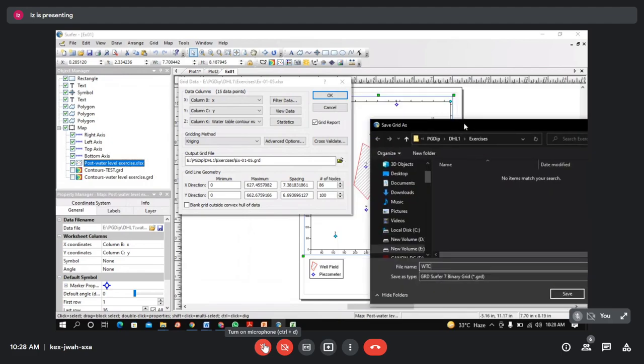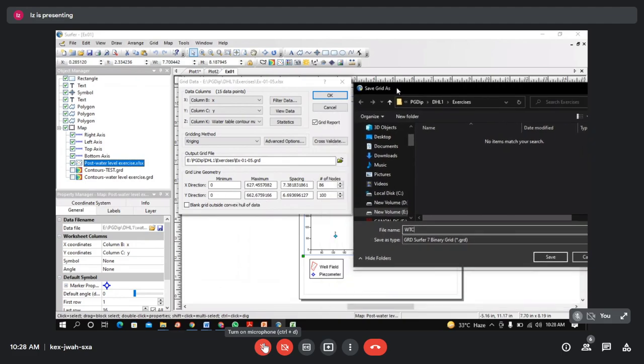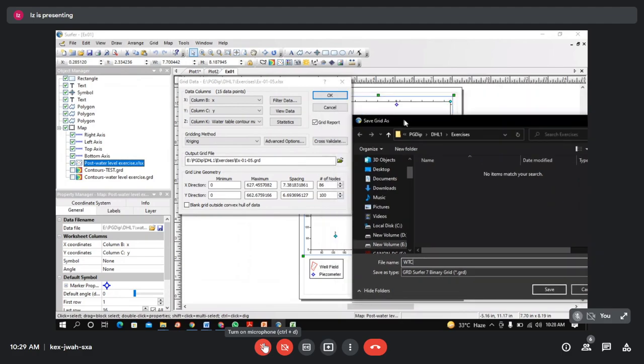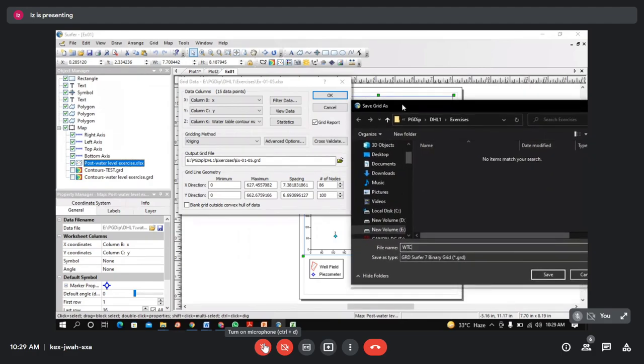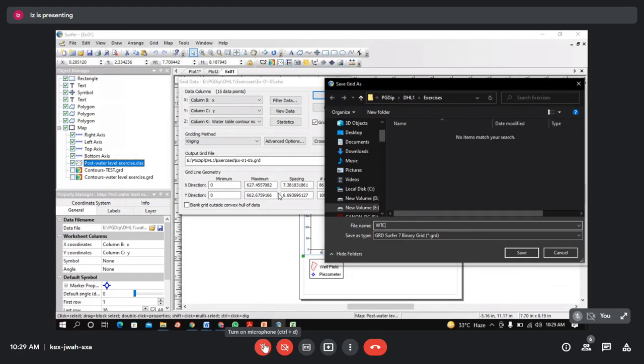I need to write it down. The information given here, x maximum 627, 662, spacing, so all this should be uniform in another raster file so that you can do the raster math. If this is not the same, you cannot do the raster math. So make sure that your geometry is the same. So that's why I'm writing it down.